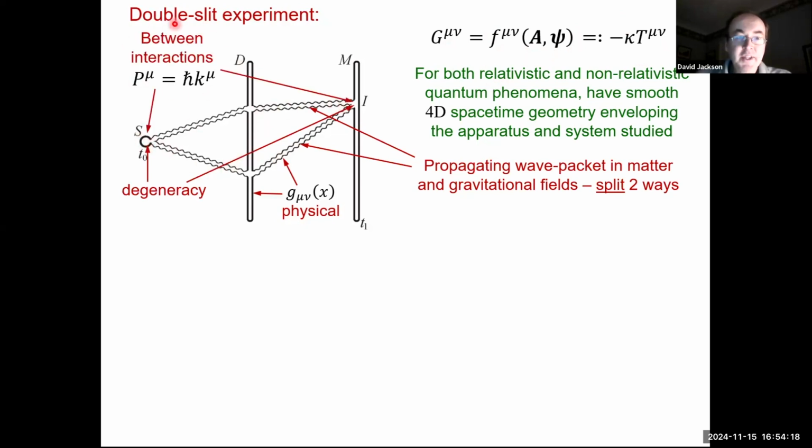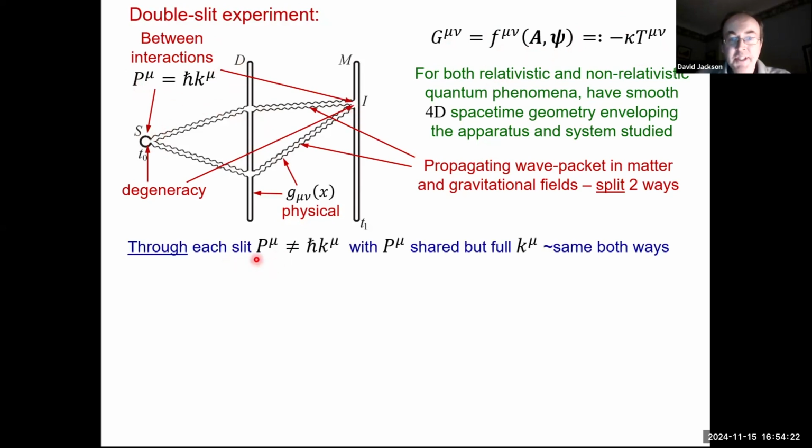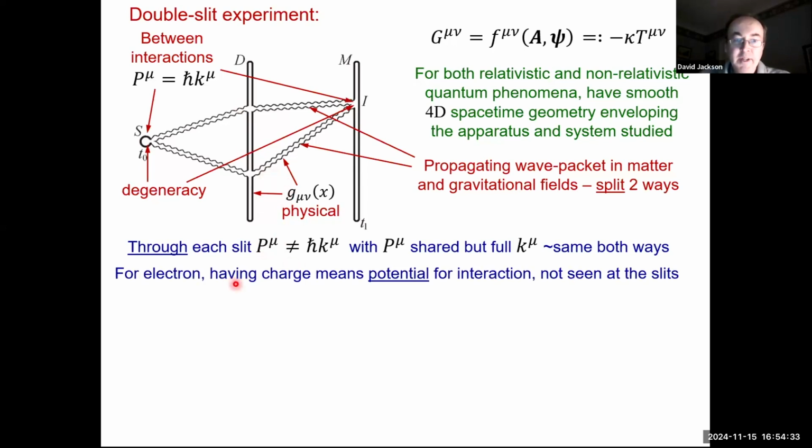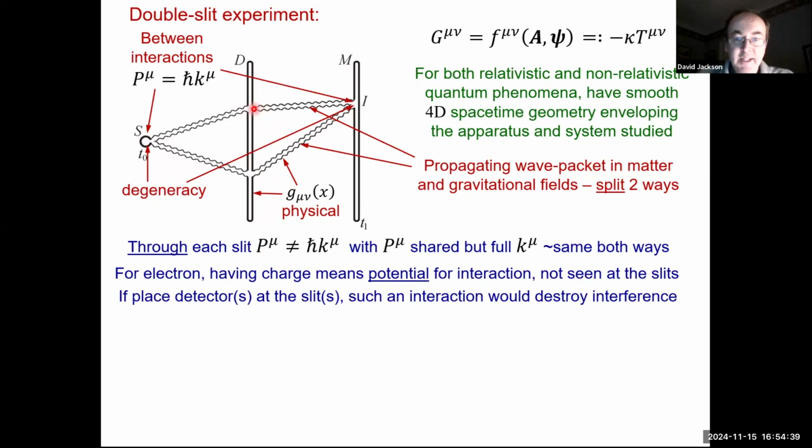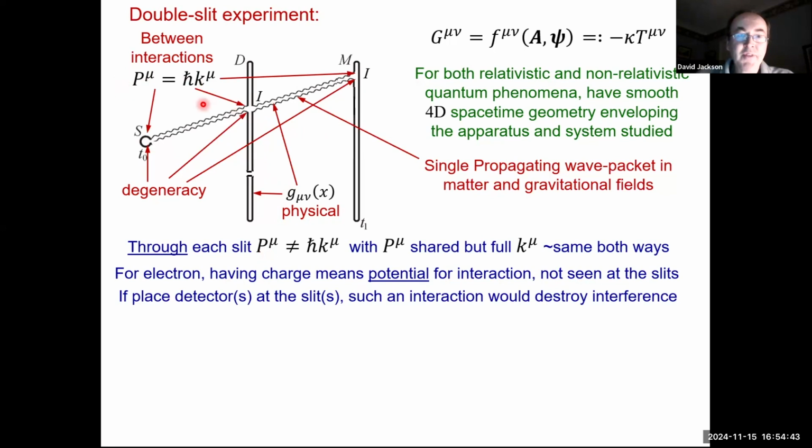So this relation, this quantum relation, only holds between the interactions. And actually through each slit, you can have the full wave vector, but only half the momentum passes there because this relation doesn't have to hold. And you might say, well, where does the charge go? This is an electron. Well, having a charge means the potential for interaction. We're not actually seeing that at the slits. So if you put a detector at one of these slits, then what would happen is that now between the interactions would have to have this relation again, and all the momentum would have to go one way.